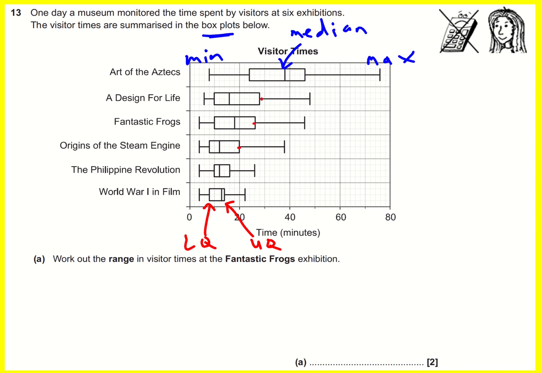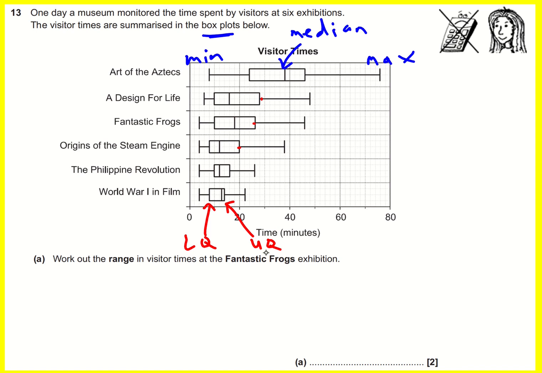And this tells you through 5 numbers about the spread of your data, because basically we've got 25% of the data, 25%, 25%, 25%, and so you get a bit of a feel for what's going on through just these 5 numbers.